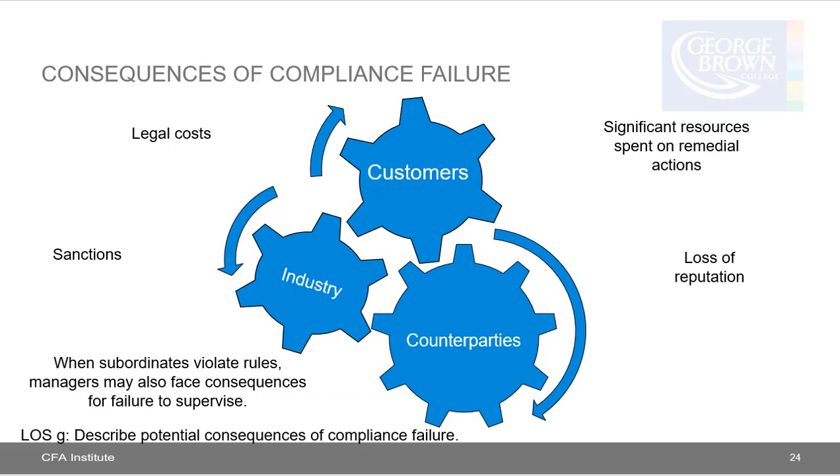At the extreme, the failure of one large company in the financial services industry can lead to a catastrophic chain reaction, a contagion that results in the failure of many other companies, causing serious damage in the economy. So that's the last learning outcome statement and the last slide.